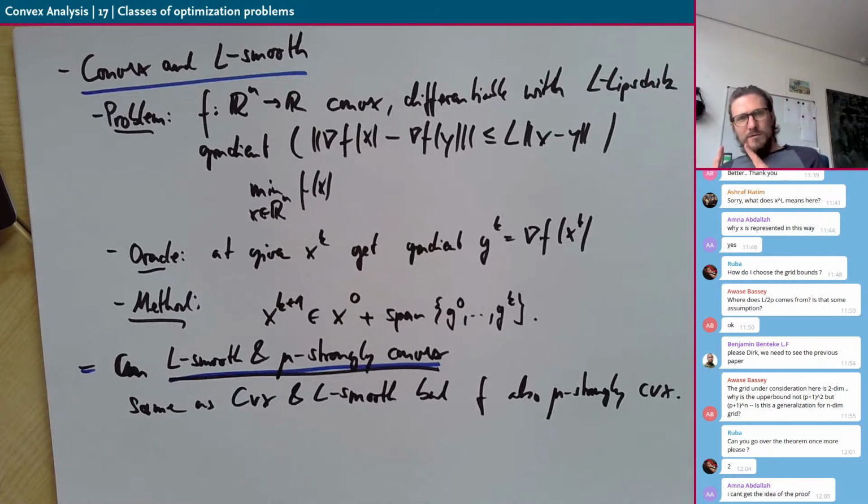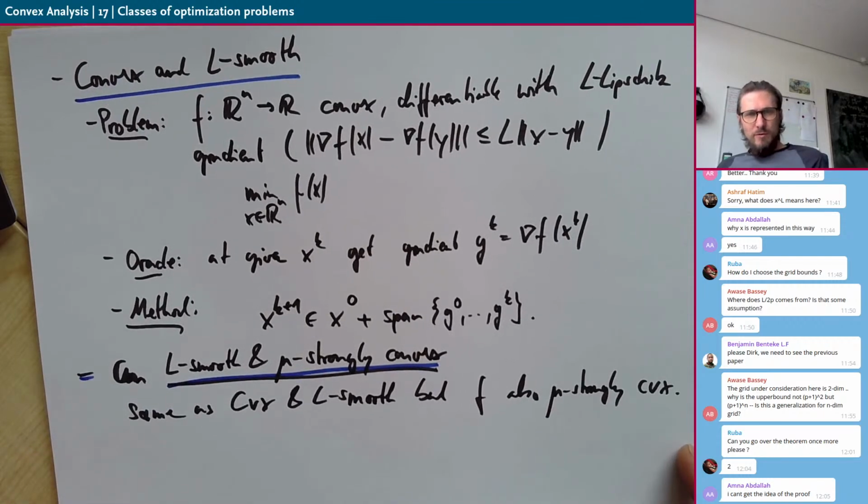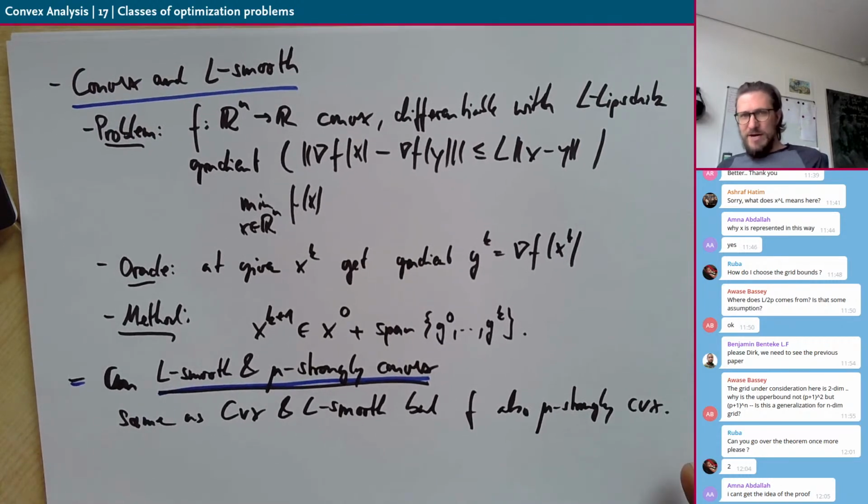But then we will also see a lower bound on the complexity. There's no algorithm which can do better than that. And then our goal will be to construct an algorithm which matches the lower bound, which is then called an optimal algorithm for the class of problems. This will not be totally possible. We cannot match the lower bound perfectly, but we can match it up to constants. This may become clearer in the next lectures.